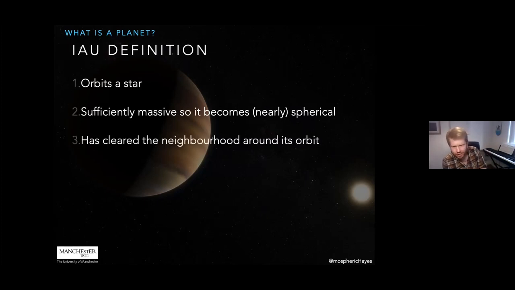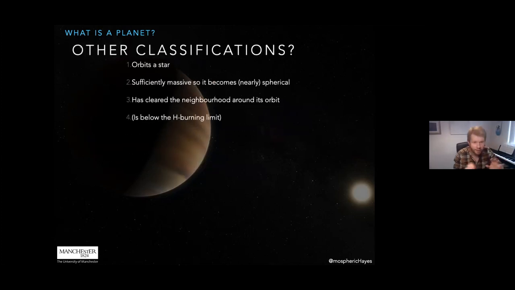And third, it needs to have done what's known as clearing its neighborhood around its orbit. You can think of it as if I had a big plane of asteroids and stuff, and my planet is going around in a circle. Has it, like some sort of cosmic Roomba, hoovered up everything around its orbital path? So is it clear of debris? Also, it has to be below the hydrogen burning limit, because otherwise that's a star.